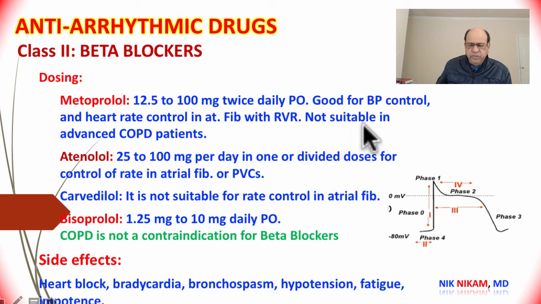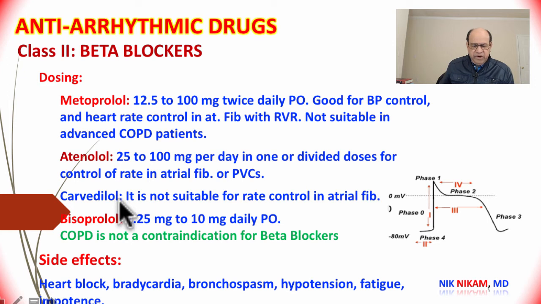It is not suitable in patients with advanced chronic obstructive pulmonary disease, but however, chronic obstructive pulmonary disease is not a contraindication for use of beta blockers. Similarly, atenolol can be given in a dose ranging from 50 to 100 milligrams per day in either one or divided doses for control of atrial fibrillation, and beta blockers may be quite useful in patients with premature ventricular complexes.